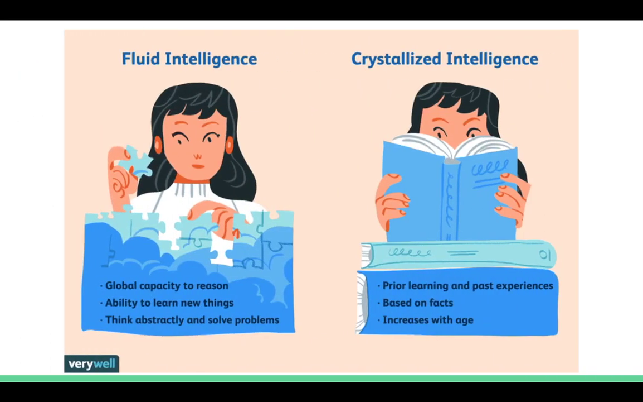So I have a graph here that kind of shows it. So fluid intelligence is your capacity to reason, to learn new things, to think abstractly and solve problems. Your crystallized intelligence is your prior learning and past experiences. It's based on facts. It increases with age as you learn more. Okay, so intelligence is made up of both of these things.